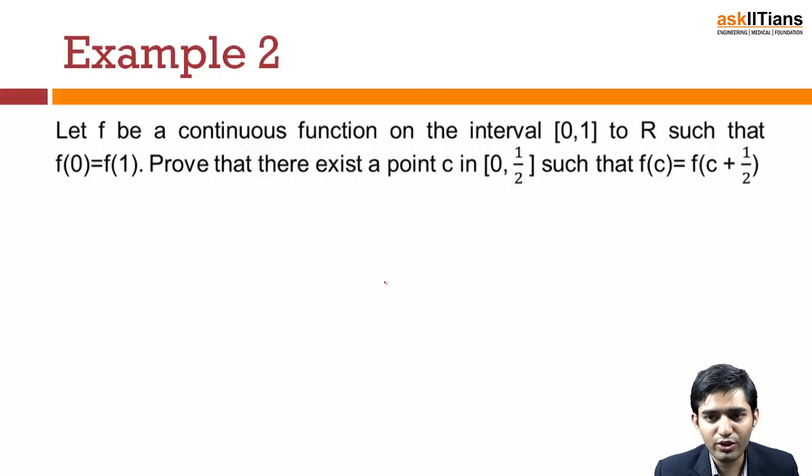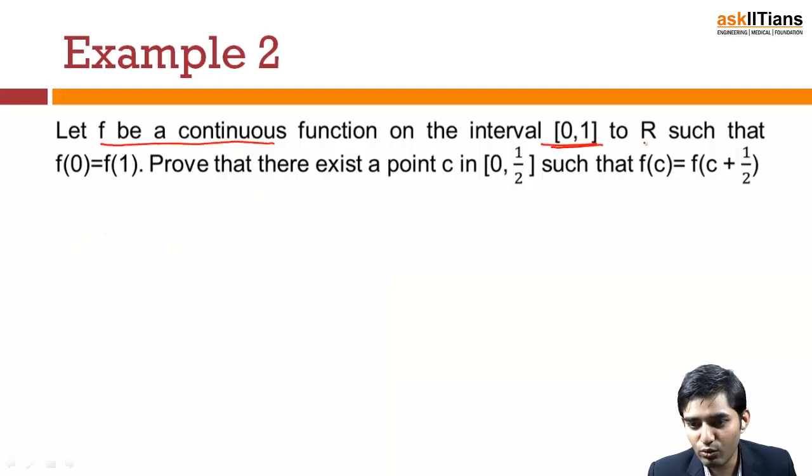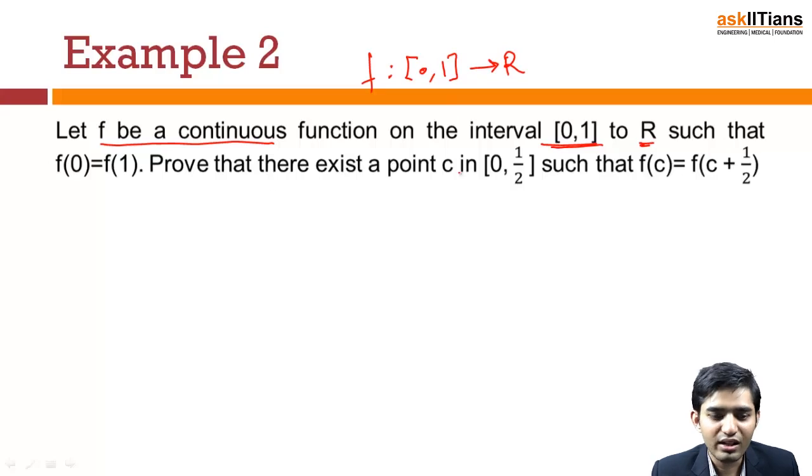You can pause this video and solve it on your own first, if you want. So, same type of example. Here it is said that f(x) is continuous in the interval 0 to 1, to R. So a function is defined from 0 to 1 going towards R. So the range is full R, right? Such that f(0) is equal to f(1). This condition is given in the question.